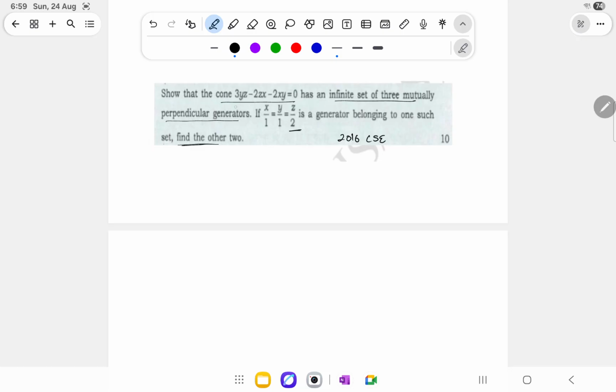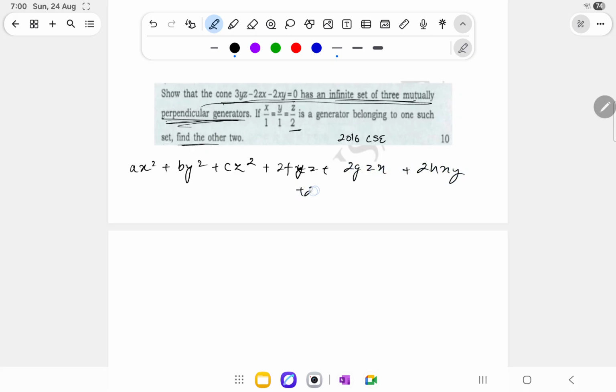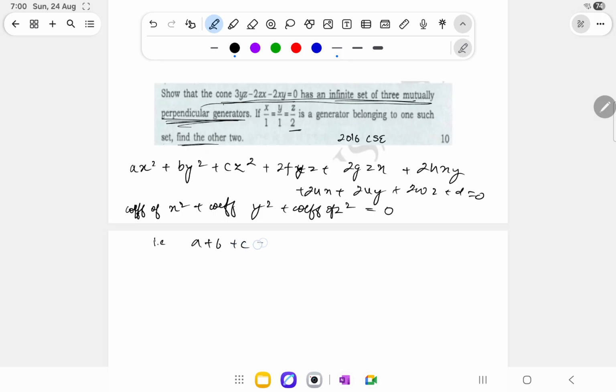So first we are supposed to prove that this cone has an infinite set of 3 mutually perpendicular generators, and we know that any cone with ax square plus by square plus cz square plus 2fyz plus 2gzx plus 2hxy plus 2ux plus 2vy plus 2wz plus d equals to 0 has 3 mutually perpendicular generators if the coefficient of x square plus coefficient of y square plus coefficient of z square adds up to 0, that is a plus b plus c equals to 0.